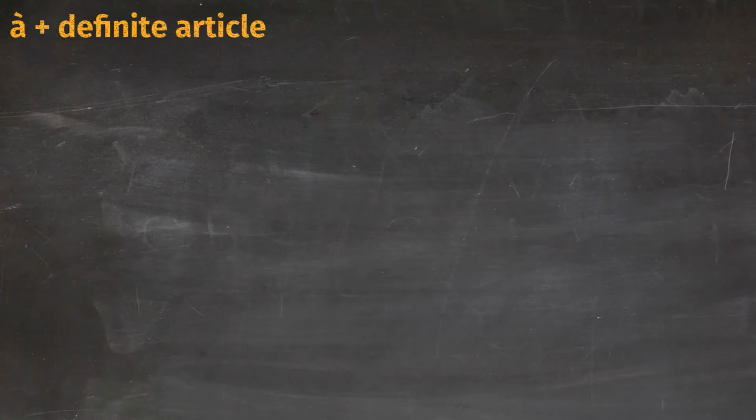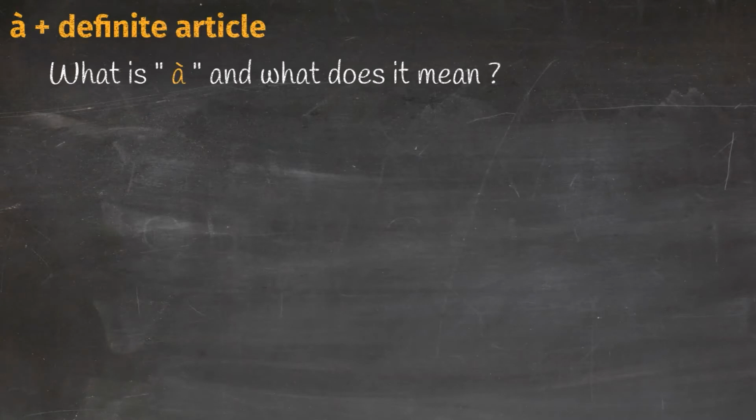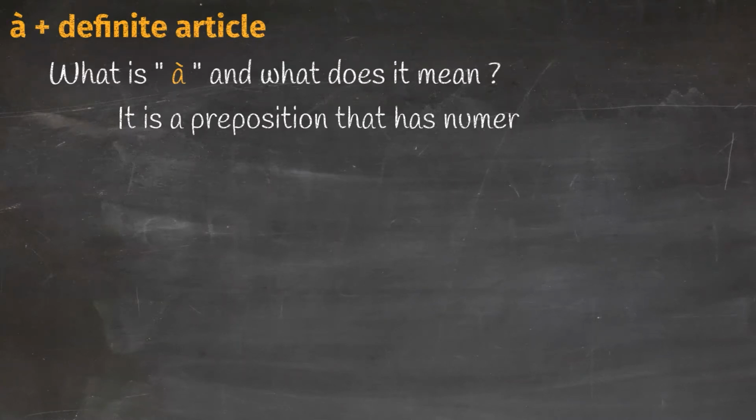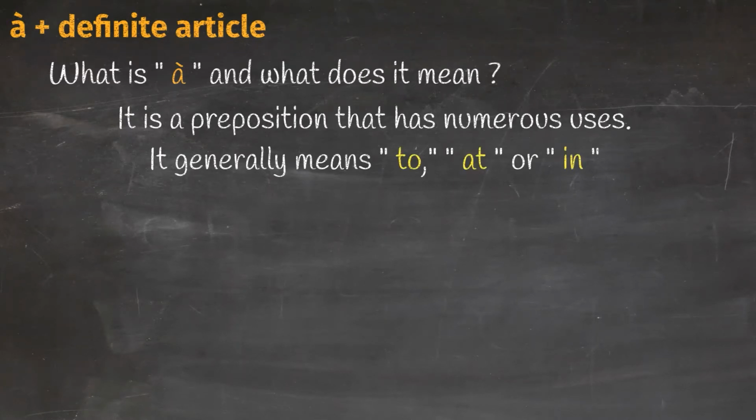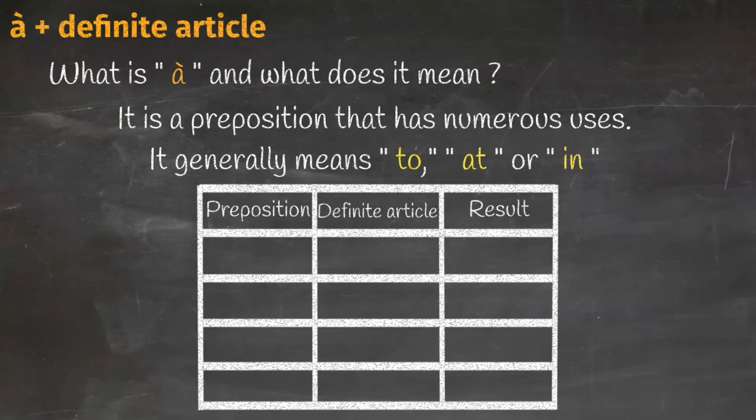Now let's talk about à. What is it and what does it mean? It's a preposition that has numerous uses. It generally means to, at, or in. But that is not exactly what we are supposed to learn today. We want to see the reaction of à when there is a definite article right next to it.